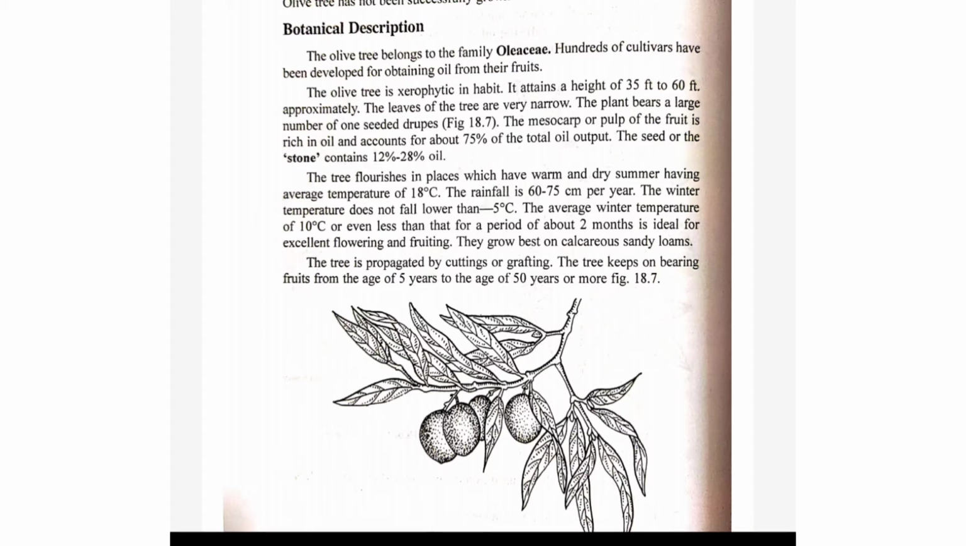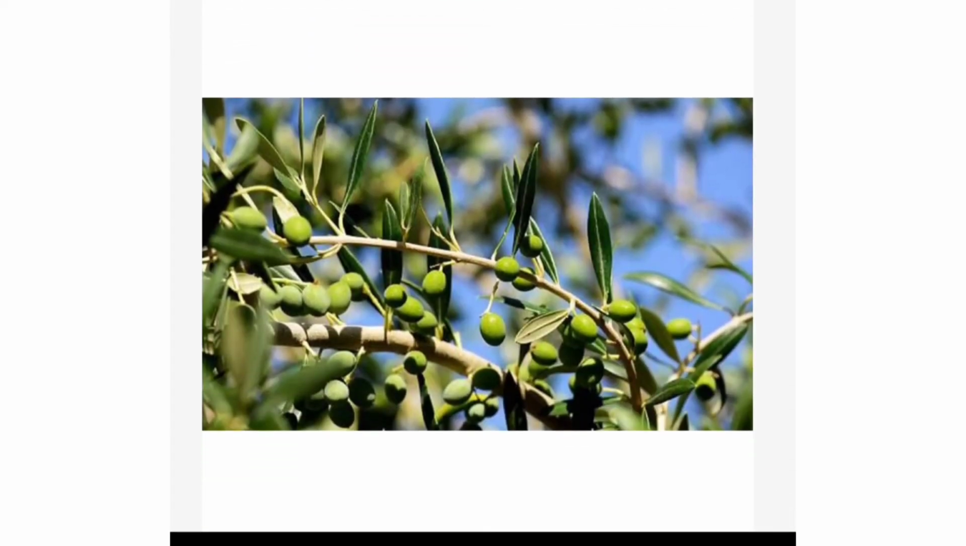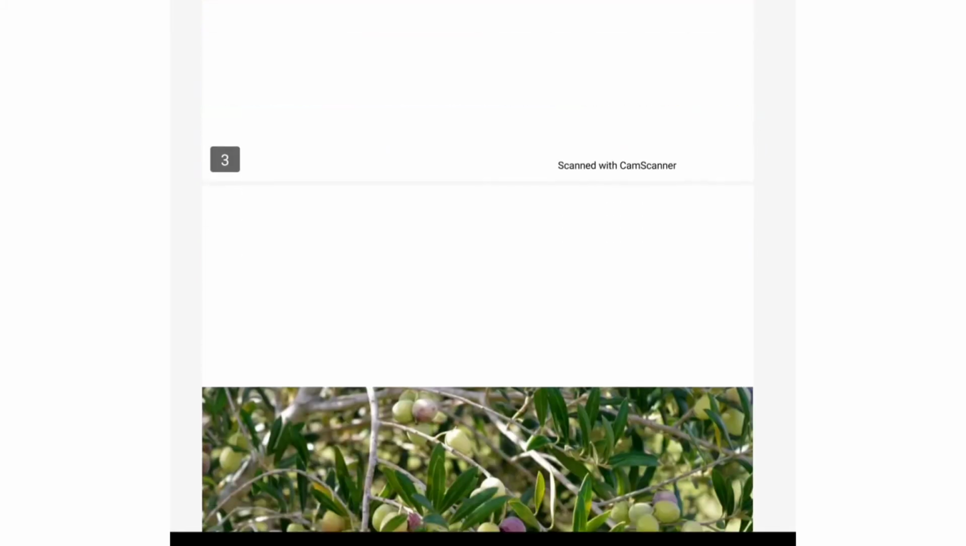They belong to the Oleaceae family and are generally trees. The height is 35 to 60 feet, and the temperature required is 18 to 10 Celsius. It is an oil-containing region plant. For most of 2 months, 10 Celsius is required, and the trees are generally propagated by cutting and grafting. You can see the picture of the olive plant. The leaf is needle-like, and the fruit is a drupe.